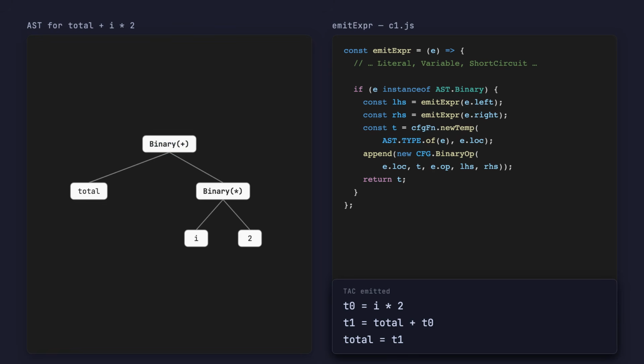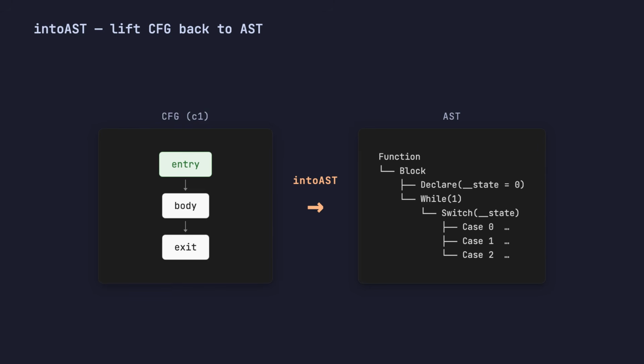Now going back, we have a function called intoAST that takes our CFG and lifts it back to an AST. But it doesn't do everything you might expect. At least in C1, it does not reconstruct expression trees.